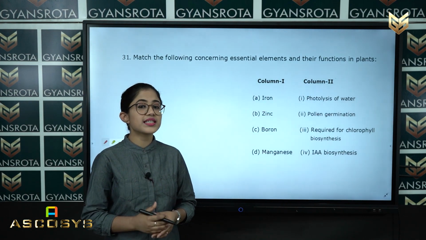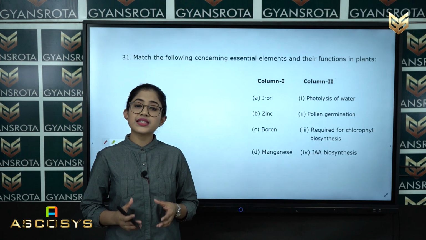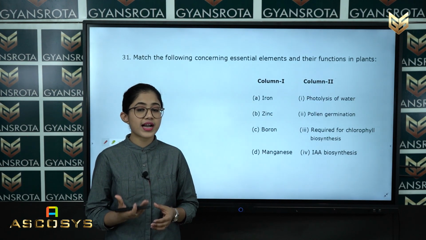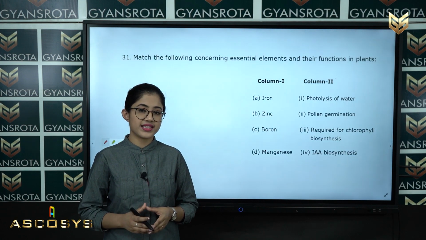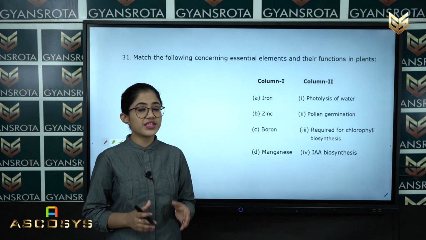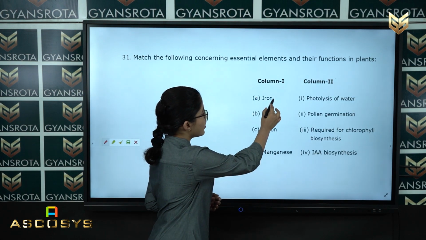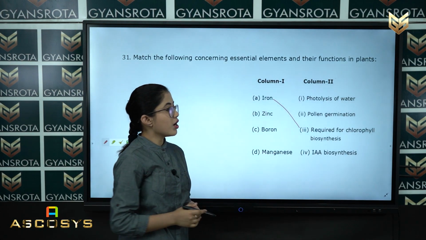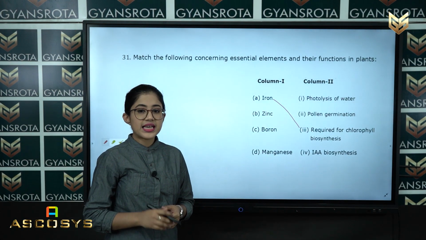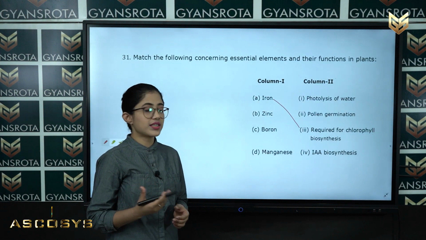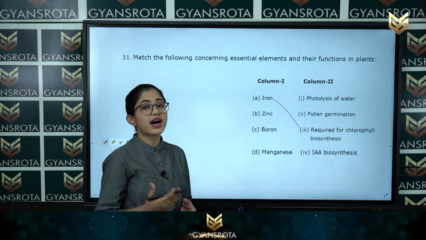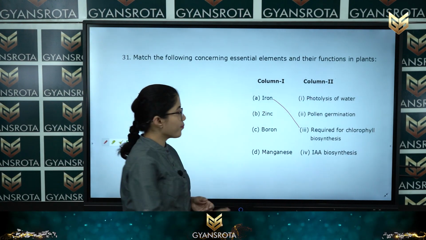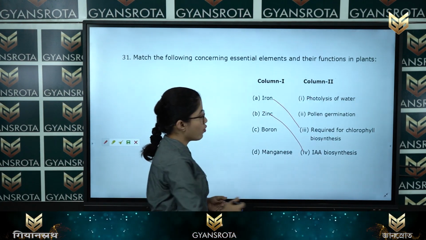Now the first one is iron. How does it help? What is the function of iron? Iron is required for chlorophyll biosynthesis, that is given in point number 3. So iron will match with required for chlorophyll biosynthesis. Next is zinc. Zinc, what is their function? Their function is indole acetic acid biosynthesis. So zinc will match with 4.